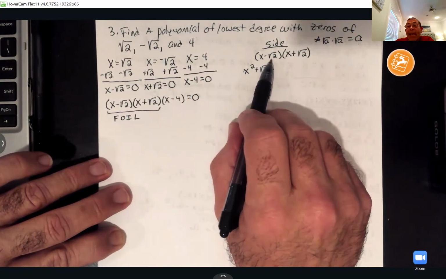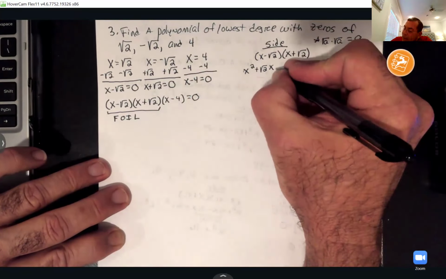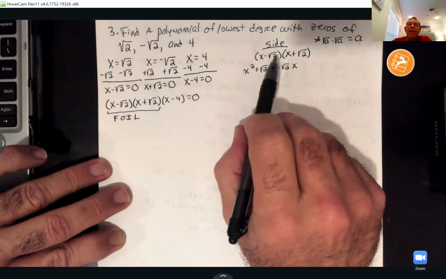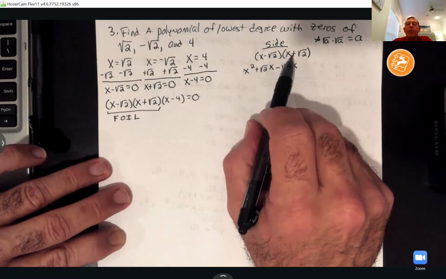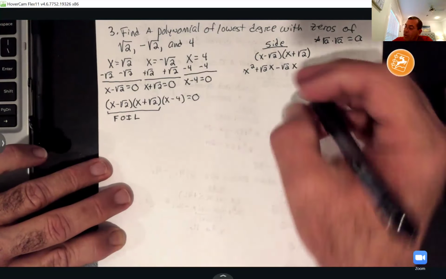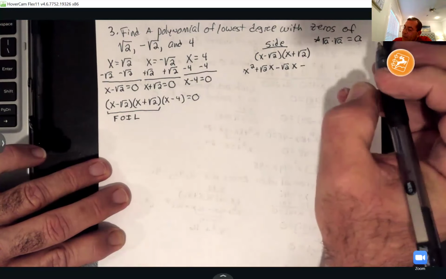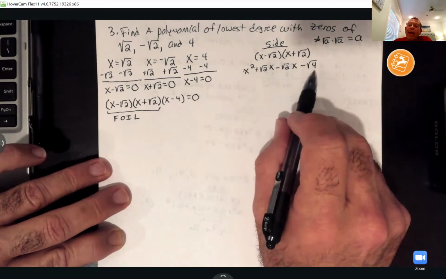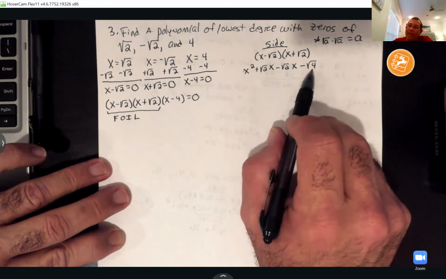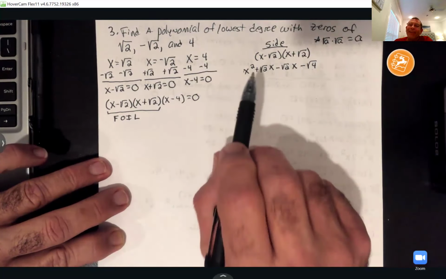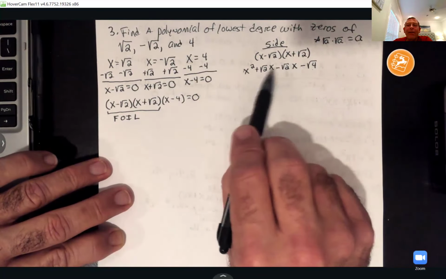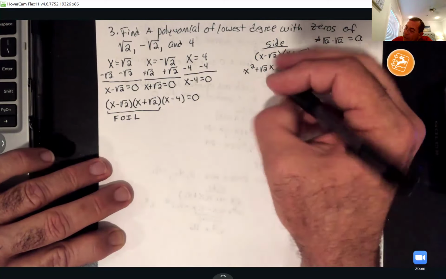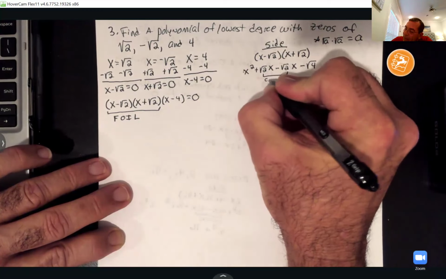Now we distribute that negative square root of 2 times x is a negative square root of 2x. And finally, a negative square root of 2 times a positive square root of 2 is going to be a negative square root of 4 at the moment, because 2 times 2 under the radical is a 4. But I know what that 4 is going to turn into, right? Look here. What happens here? A positive square root of 2x, negative square root of 2x. They cancel.